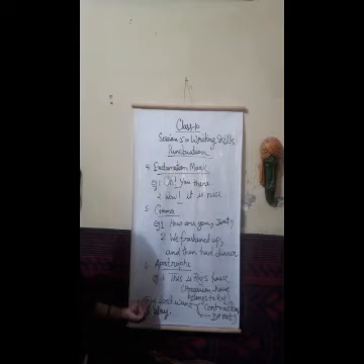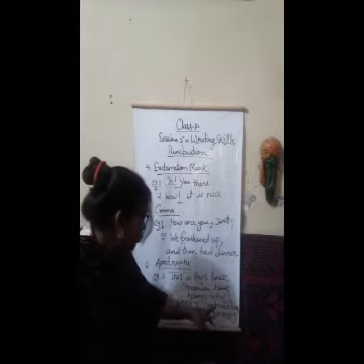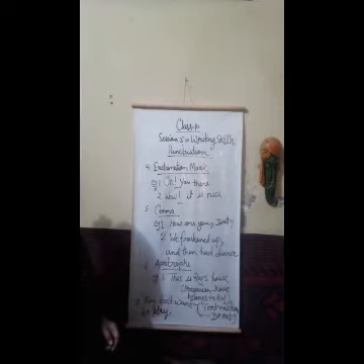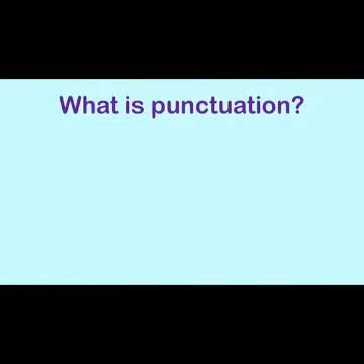Second example: They don't want to play. Again you can see here the apostrophe mark, meaning the T, a contraction of do not. It is the contraction of do not. So please look at this video. What is punctuation?